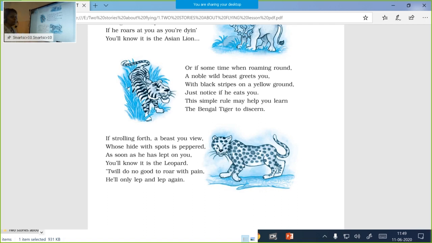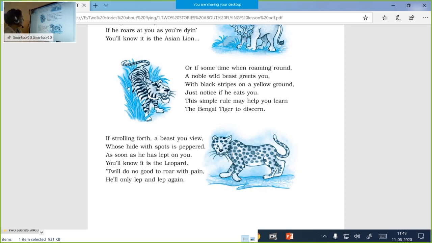The tiger is compared to a noble beast, very well behaved. If you observe how it walks around or roams around, you can see its dignified gait, and so the tiger is considered a noble animal. And you find a noble animal greeting you, coming across, with black stripes on a yellow ground. Ground means background. Its body has black stripes on a yellow background.